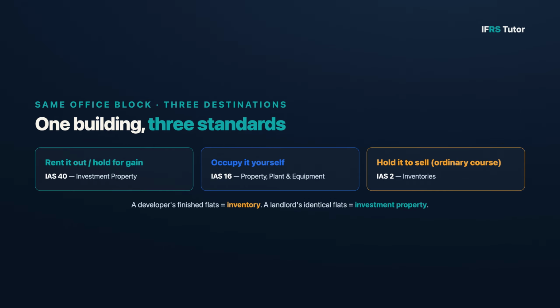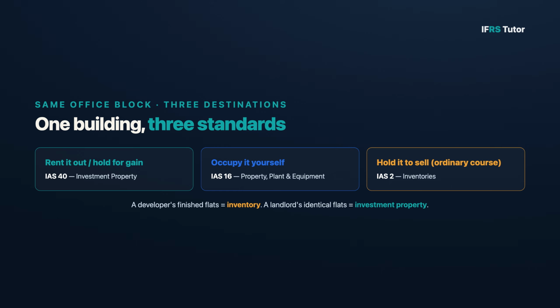So the same office block can land in three different places. Hold it to earn rent or for capital growth: IAS 40, investment property. Occupy it yourself to run your own business from: IAS 16, property, plant, and equipment.